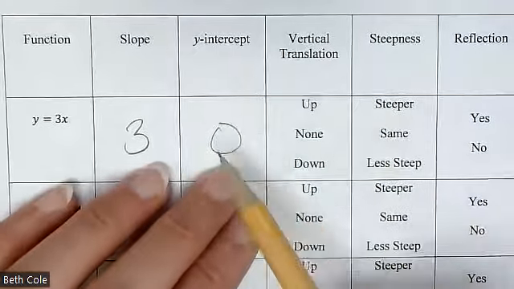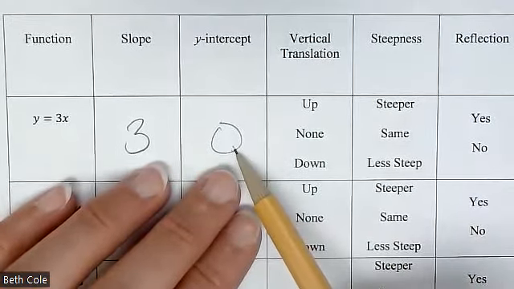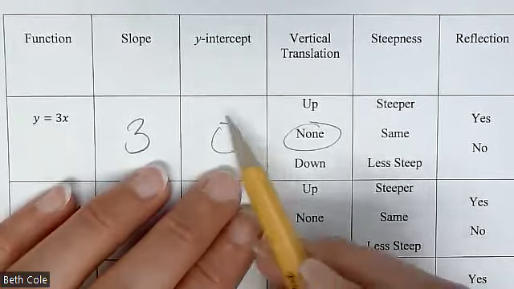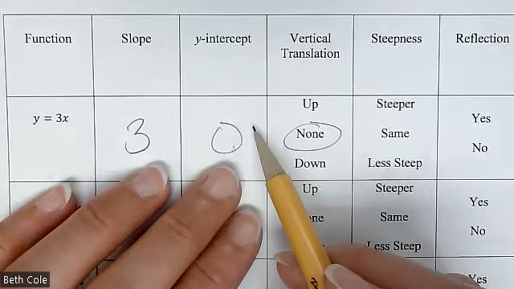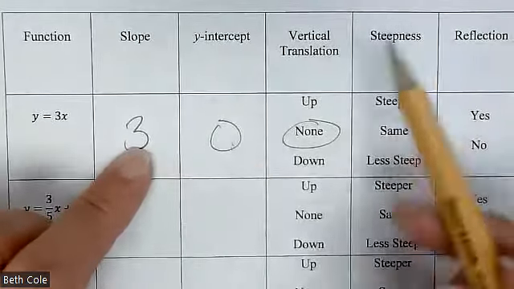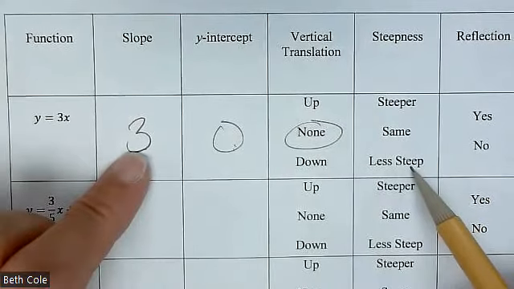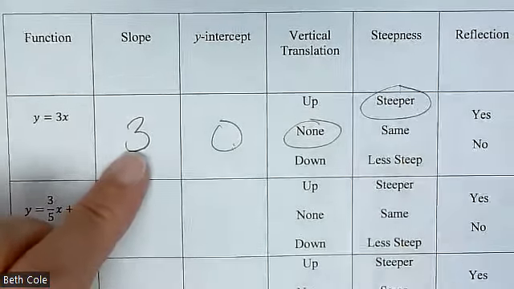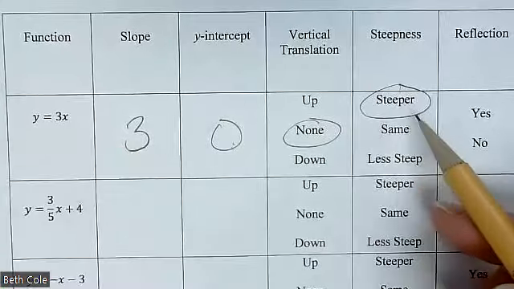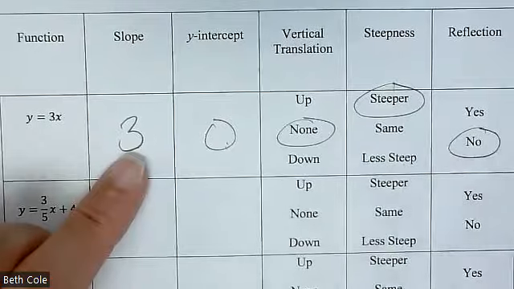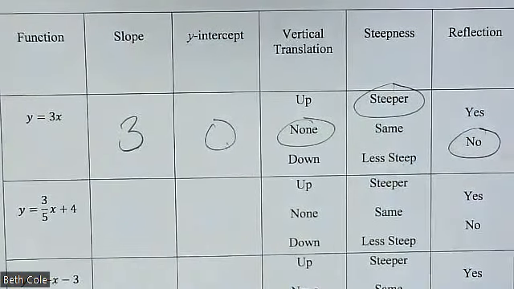So vertical translation. If that's still 0, did it move up or down? None. There just wouldn't be one because it's 0. And then the slope tells you the steepness. If your slope is 3, is it steeper, the same, or less steep? Good, because 3 is bigger than 1. It's going to be a steeper line. And was there a reflection? No, because we didn't have a negative. The negative is what gives you the reflection. That's all we're doing, is analyzing this.